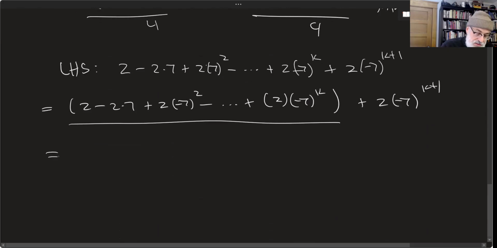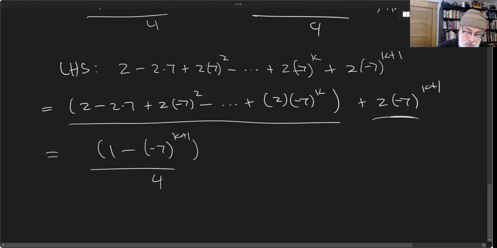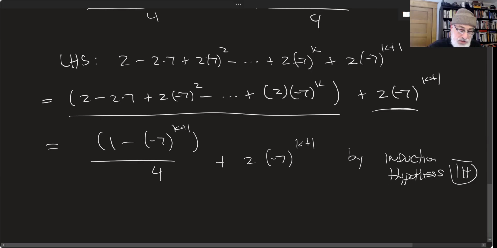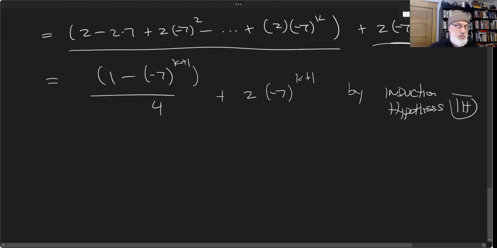I can simply replace the summation by that term, because that's what it's equal to by assumption. So this is equal to 1 minus negative 7 to the k plus 1, divided by 4, and I'm going to add it to the extra k plus 1 term. This is where we use the induction hypothesis. Now algebraically, if I can manipulate what we have here and make it look like the right-hand side, then we have shown that this statement is true by induction.